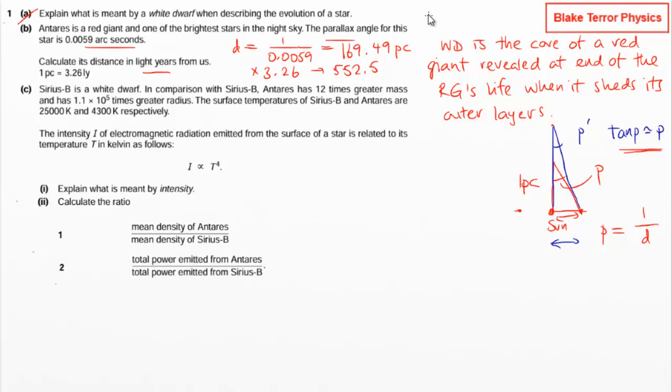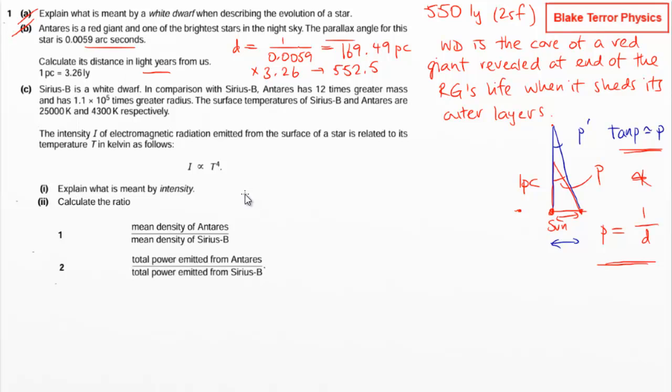Let's just write it up here: 550 light years to 2 significant figures. So it's worth keeping in mind. You don't need to go through all of this. They probably even give you the formula for these things, but it's useful to have an understanding of what's going on with parallax.